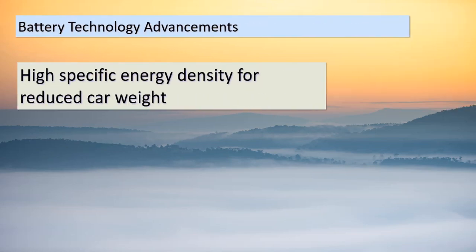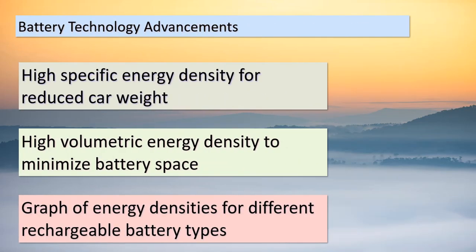As we continue our exploration of electric vehicles, let's take a closer look at an essential factor that has driven their development: battery technology. Batteries used in electric vehicles need to possess both high specific energy density, which reduces the weight of the car, and high volumetric energy density, which minimizes the space required for battery packs. The graph you see on the topic illustrates the energy densities of different rechargeable battery types.